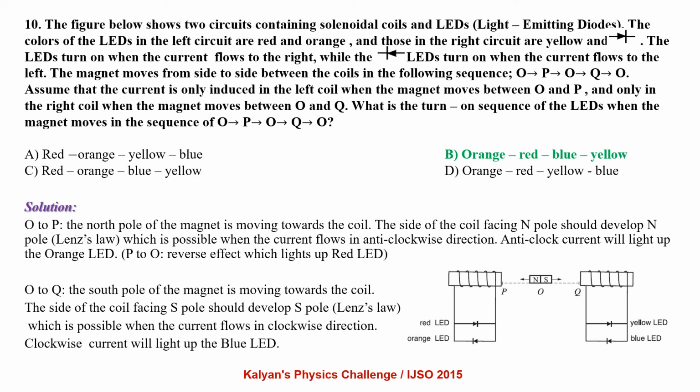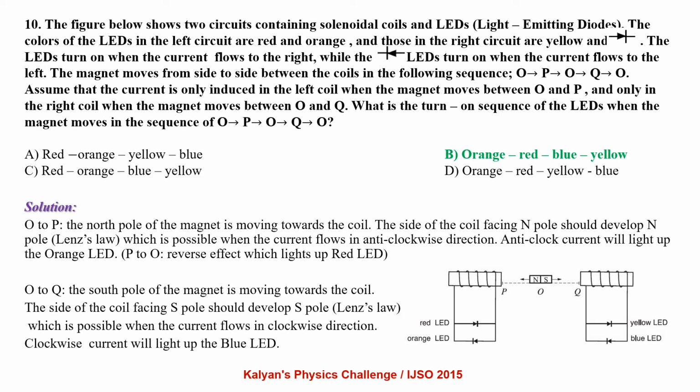The magnet moves from side to side between the coils in the following sequence: O, P, O, Q, O. Assume that the current is only induced in the left coil when the magnet moves between O and P, and only in the right coil when the magnet moves between O and Q. What is the turn on sequence of LEDs when the magnet moves in the sequence O, P, O, Q, O?